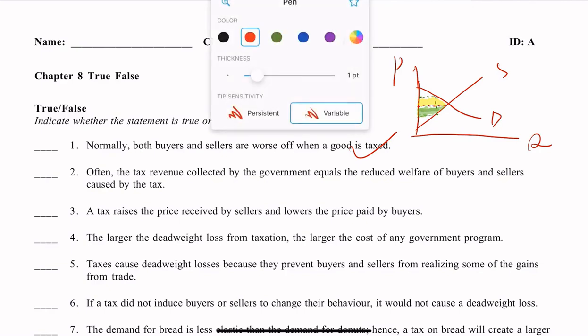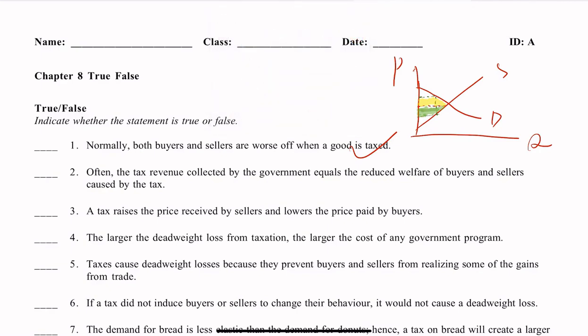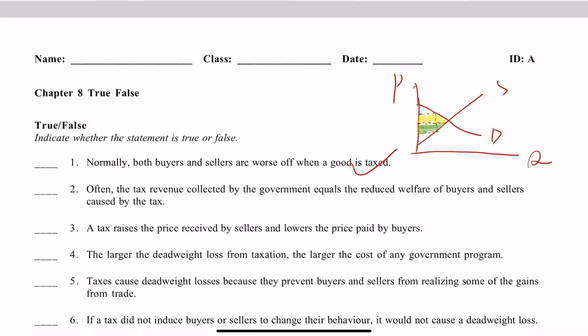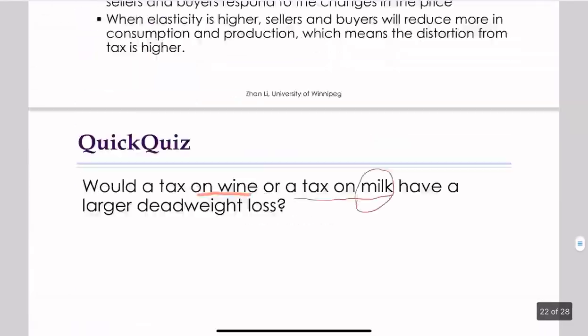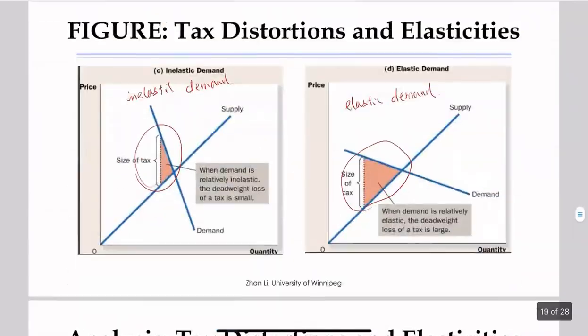Okay. Second, the tax revenue collected by the government equals the reduced welfare of buyers and sellers caused by the tax. Well, I have discussed this in the lecture note. Basically, this is not correct. The correct statement is the tax revenue collected by the government is smaller than the reduced welfare of buyers and sellers. That's why we are having deadweight loss, right? So let me go back to the lecture note and show you the differences here.